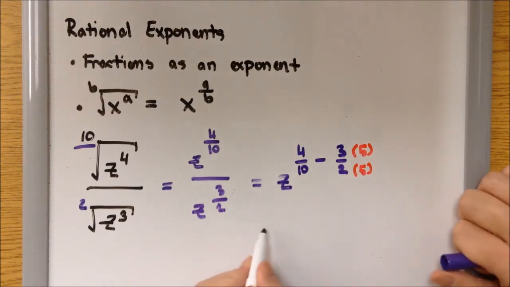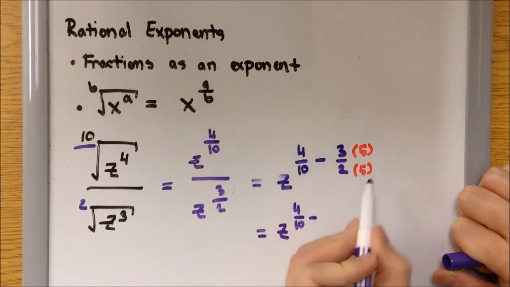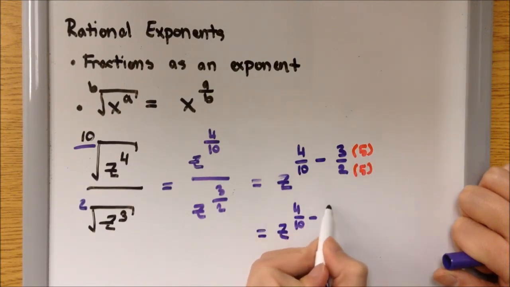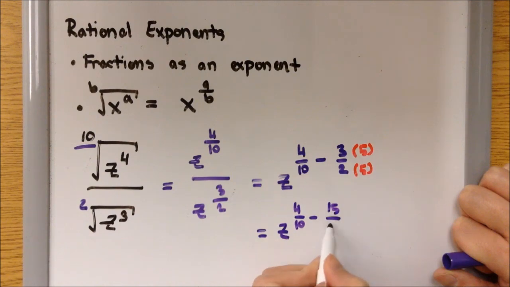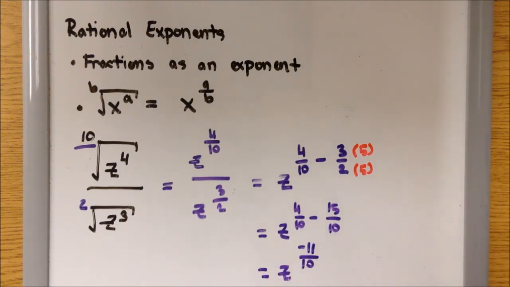Now what we're going to have is z to the 4 over 10 minus, then we multiply by 5, so it's going to be 15 over 10. Then continue simplifying, so we're still going to have z. Now, we're able to combine these two fractions because they have the same denominator, so the 10 will be the same on the bottom. So we're just going to combine the top, so 4 minus 15, that's negative 11.